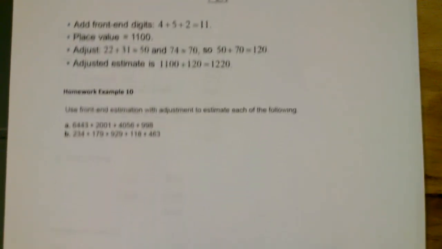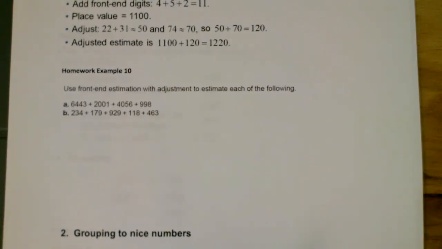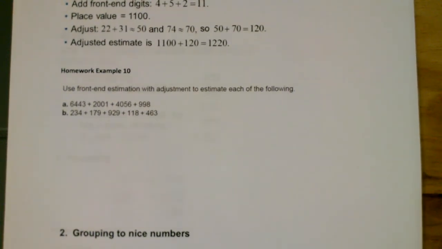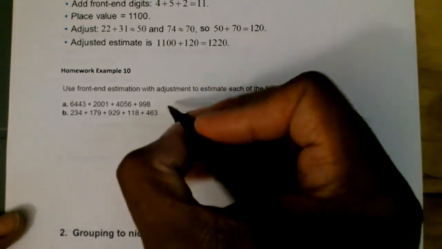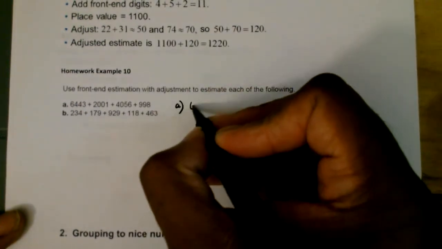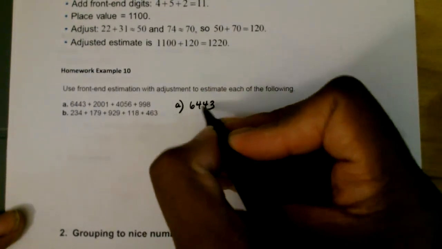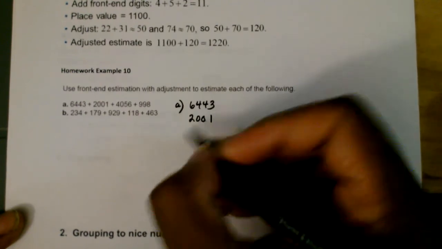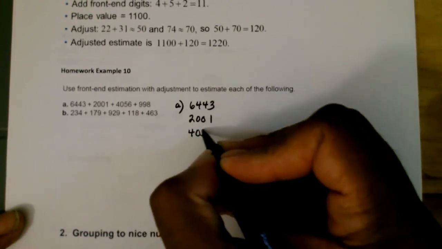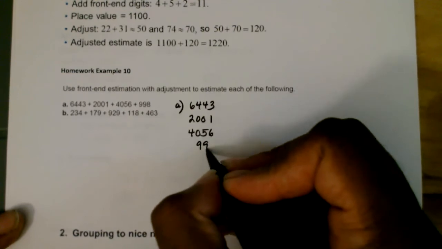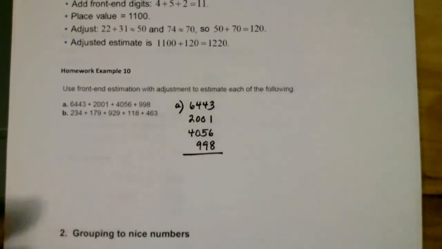And here's a couple of examples of just that. Let's say we got 6,443, 2001, 4,056, and 998. And here I want to use a front end estimation with adjustment to come up with my answer for this.